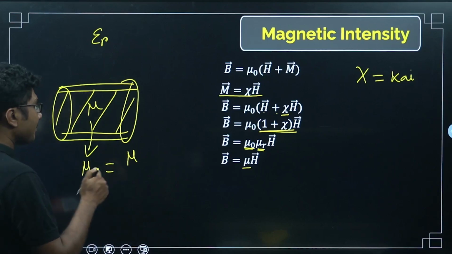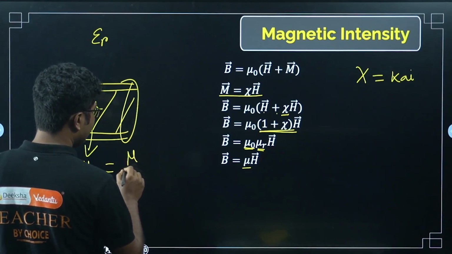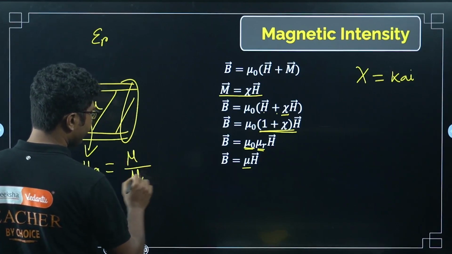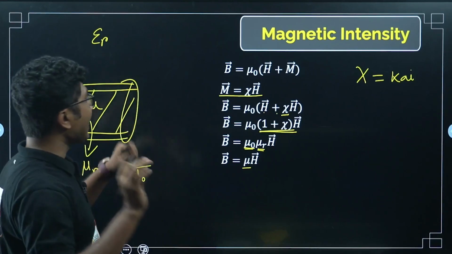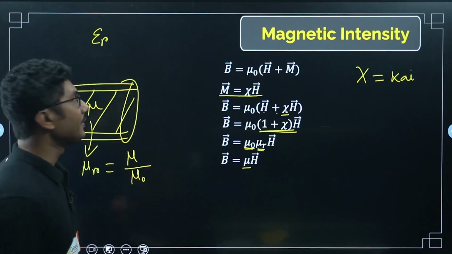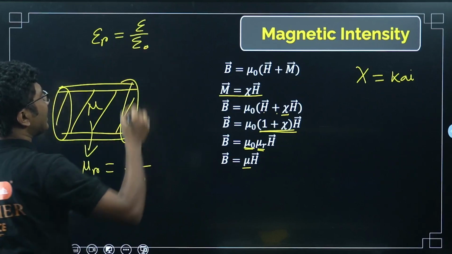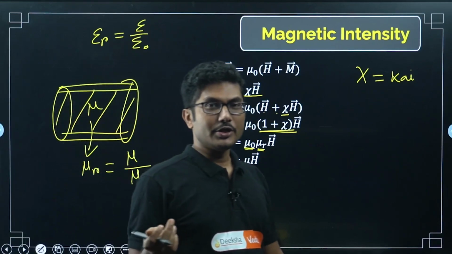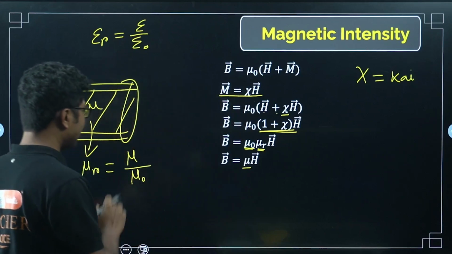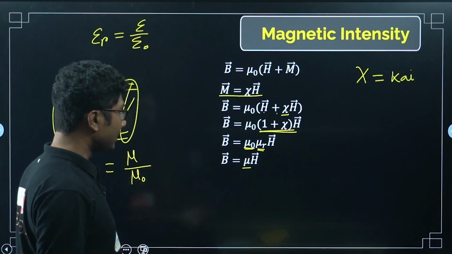Okay, relative permeability means permeability divided by permeability of free space. Okay, simple. Same as in case of electric field. In case of electric field it was epsilon by epsilon naught. Same as your electric field, we are using the same symbols, similar meaning.